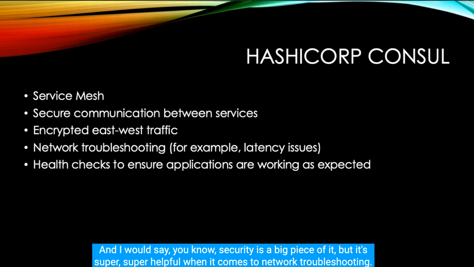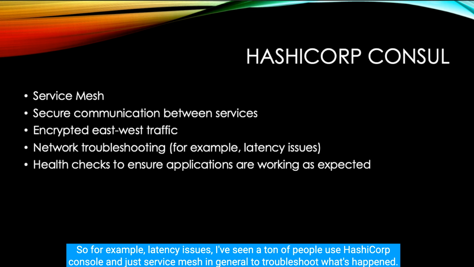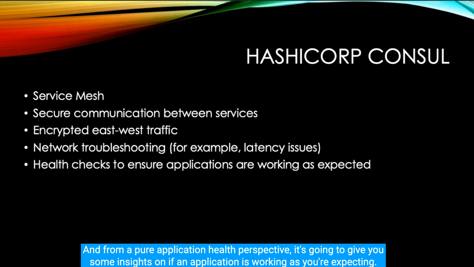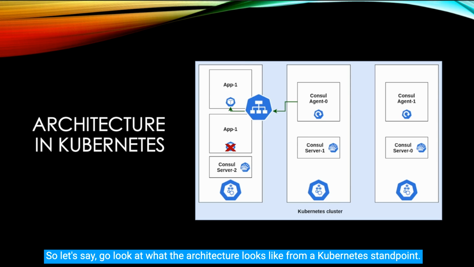Not only that, and I would say security is a big piece of it, but it's super helpful when it comes to network troubleshooting. So for example, latency issues. I've seen a ton of people use HashiCorp Consul and just service mesh in general to troubleshoot what's happening with services that are slow or having latency issues, or customers are complaining about latency issues, etc. And from a pure application health perspective, it's going to give you some insights on if an application is working as you're expecting. So let's take a look at what the architecture looks like from a Kubernetes standpoint.